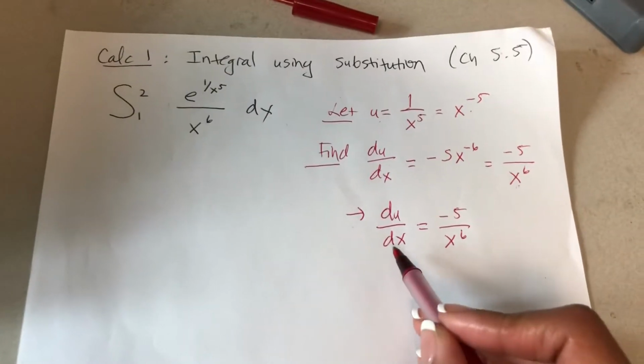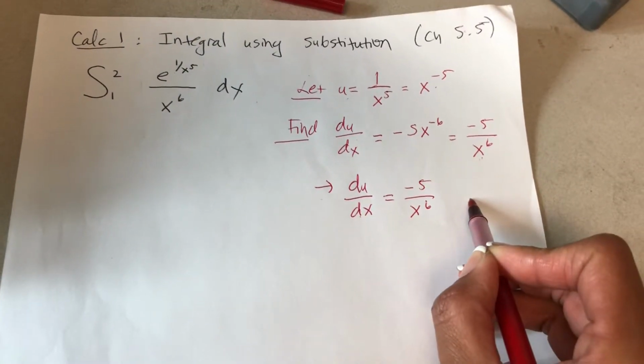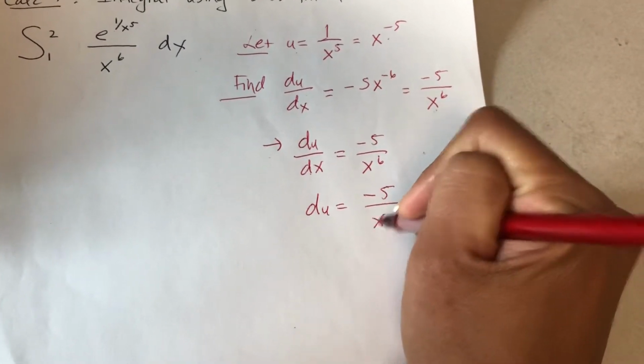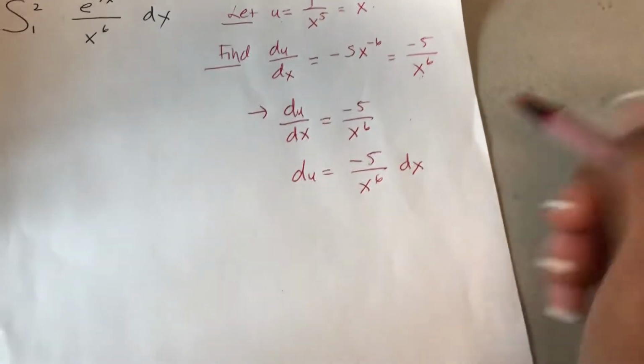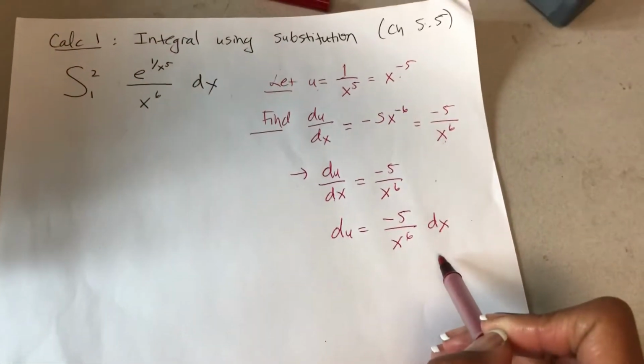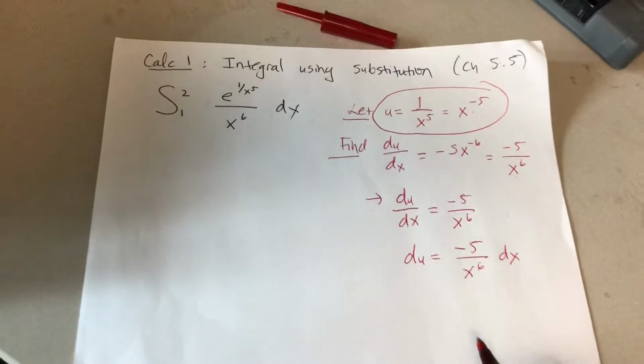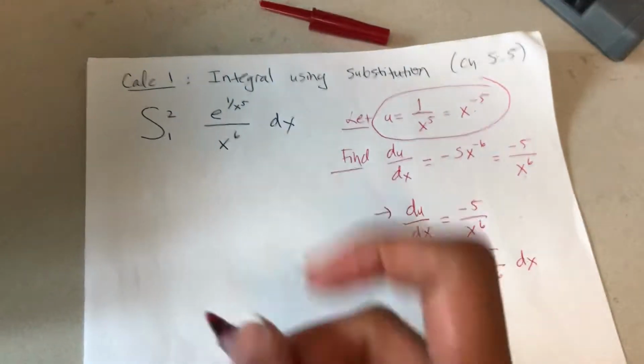All right, so I could bring this dx over to this side. So du is equal to negative 5 over x to the 6th, and the dx right there. Reminder, that's the differential. I'm going to circle this because I'm going to go back to this later. I might need that. So right now, I'm going to substitute.